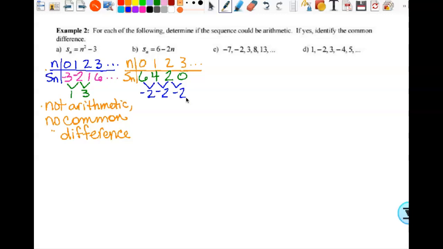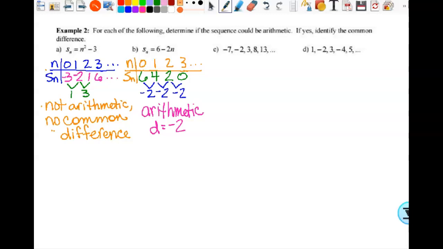Okay. So then here, I'm going to say that it is arithmetic. And D equals what? -2. Okay?